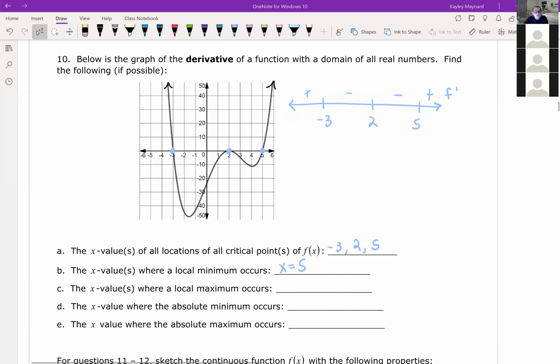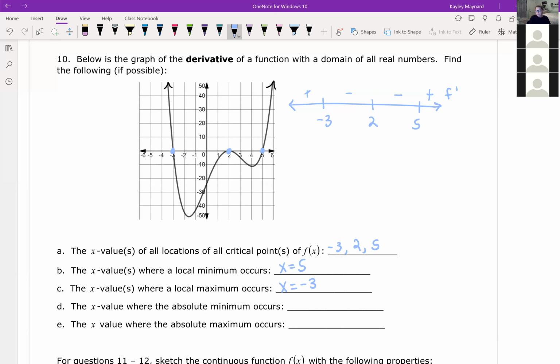Great. Okay. The next one is x values where a local maximum occurs. So a local maximum occurs if the derivative goes from positive to negative. So where does that happen? Oh, there's a chat. Yes, at -3. Awesome.